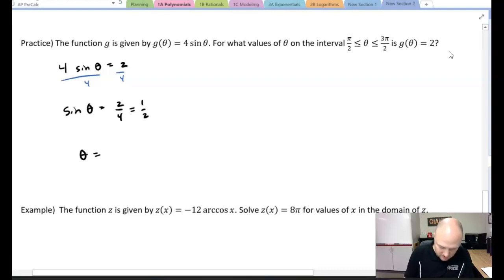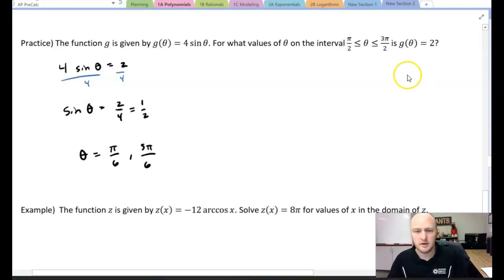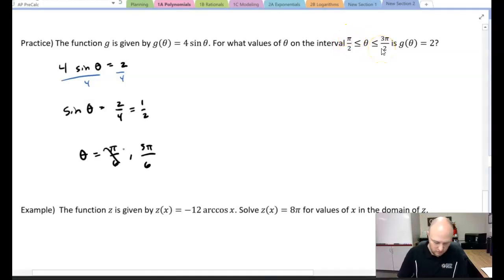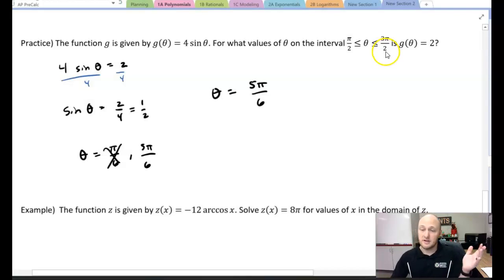So this happens at pi over 6, and it also happens at 5 pi over 6, where our y value is positive. These are the two locations, and we want the answer to be between pi halves and 3 pi halves. So we throw out pi over 6, that's in quadrant 1, and we're just going to keep 5 pi over 6. So that's all it is.